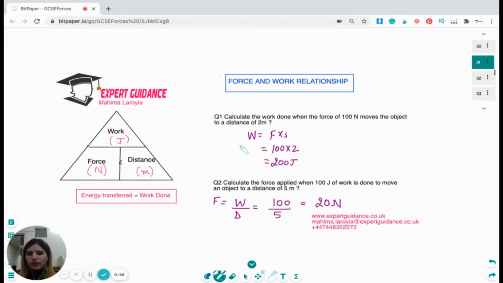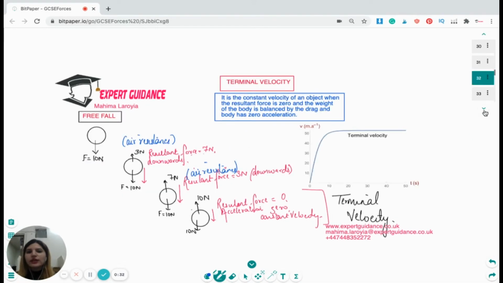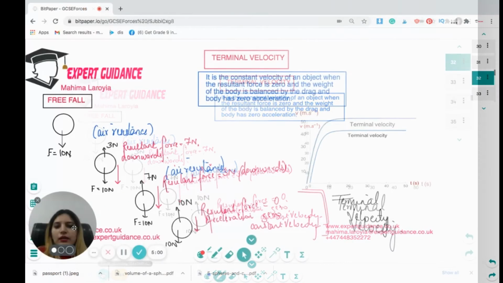For the first one, the work done will be force times distance, which is 100 times 2, which is 200 joules. For the second question, the force is work done over distance, which is 100 over 5, which is 20 newtons. Okay, so I hope this relationship between force and work is clear to you, and what the difference is between mass and weight. Next we will be talking through the concept of terminal velocity, which is a very important concept. So have a look at it now.